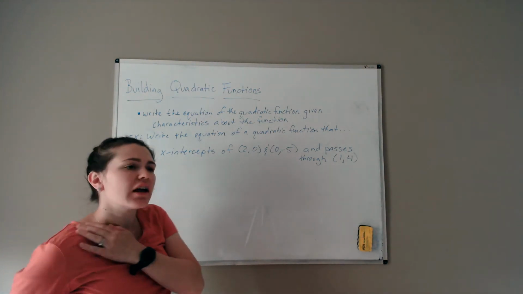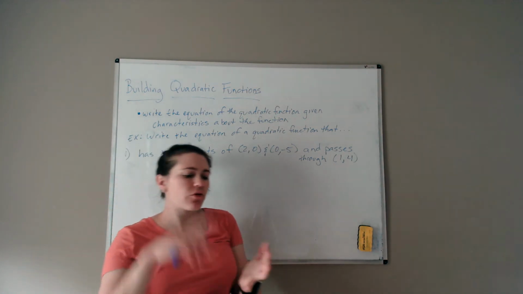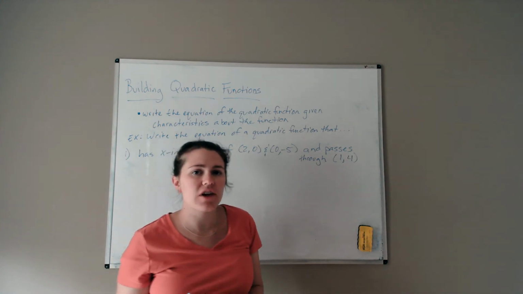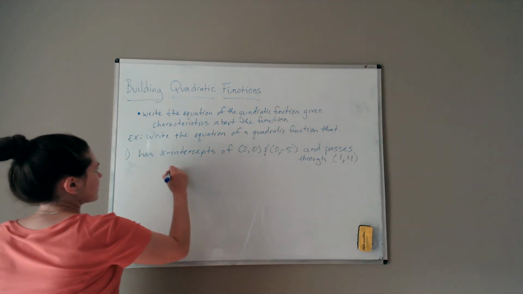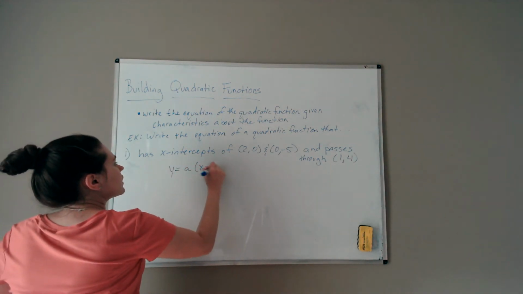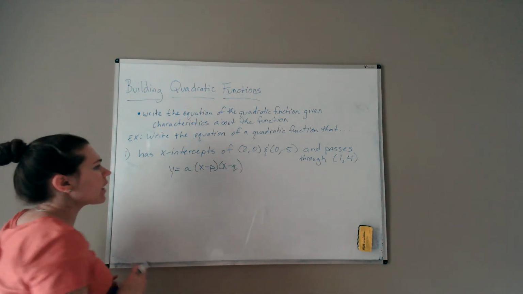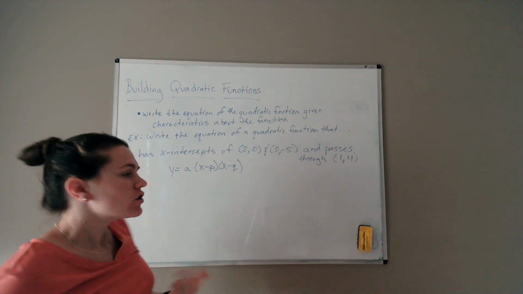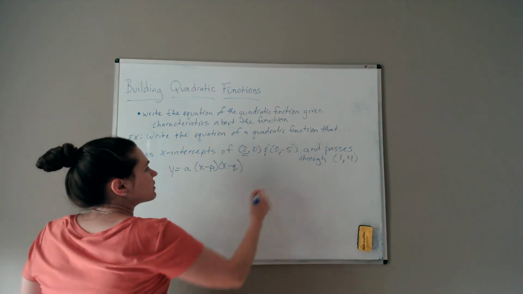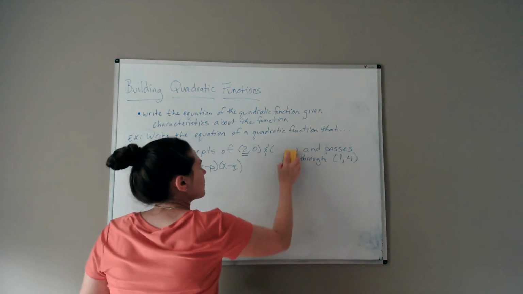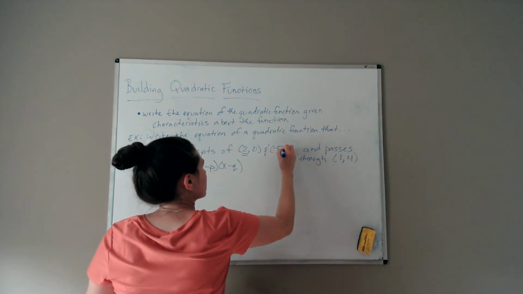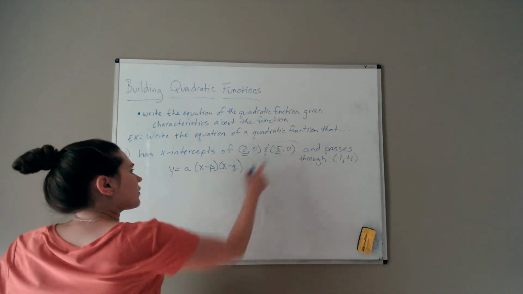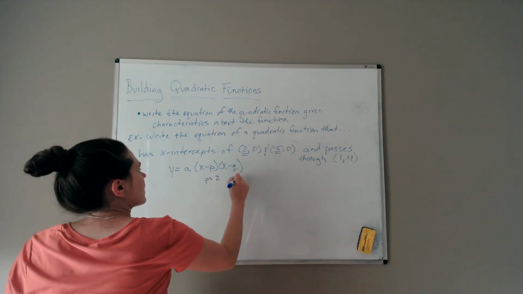The forms that we have are intercept form, vertex form, and standard form. If you are given the intercepts, why not start in intercept form? Now, if you have a quadratic function, you've got a value for a, p, and q. Right now, here's one of the x-intercepts. Oops, I didn't mean to put 0, -5. I apologize. That should have said -5, 0. They're both x-intercepts. And there's another x-intercept. So p is 2 and q is -5.